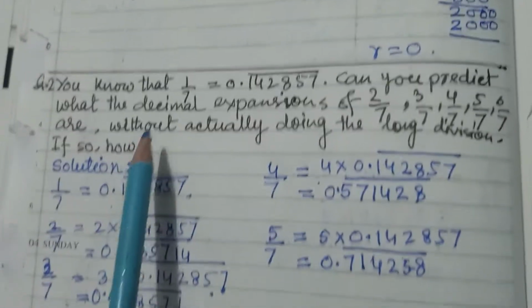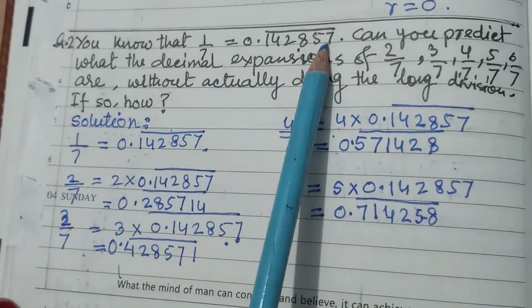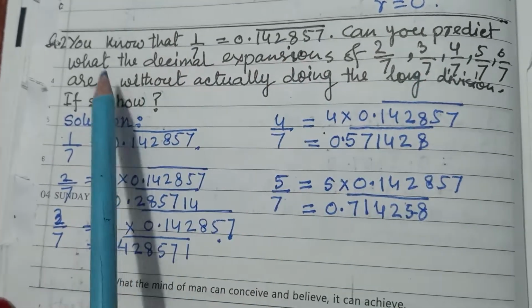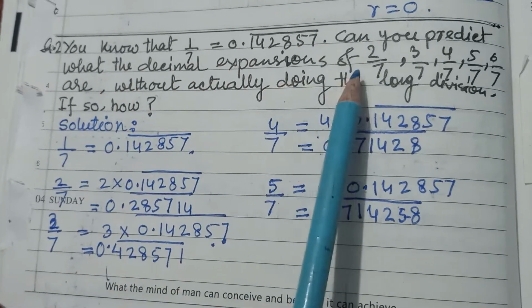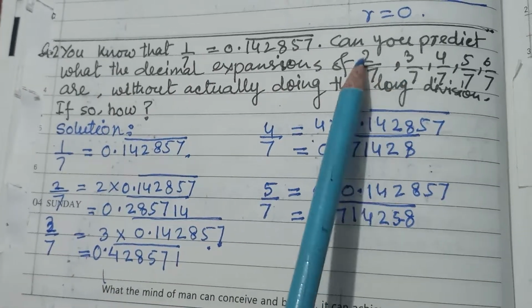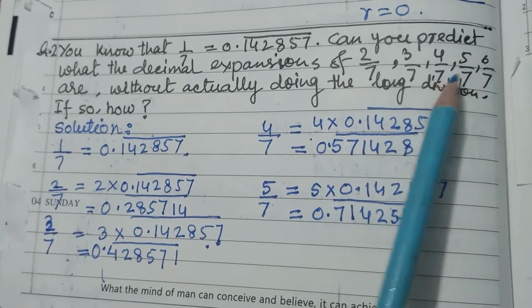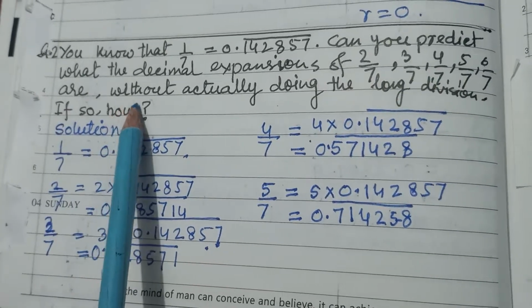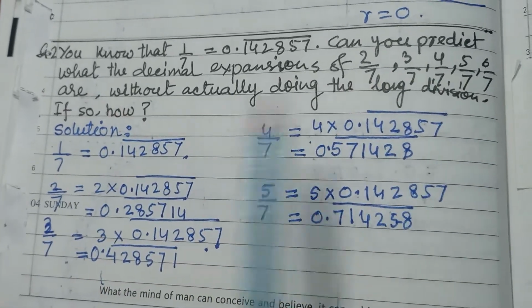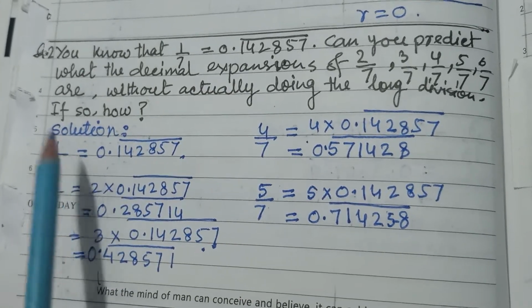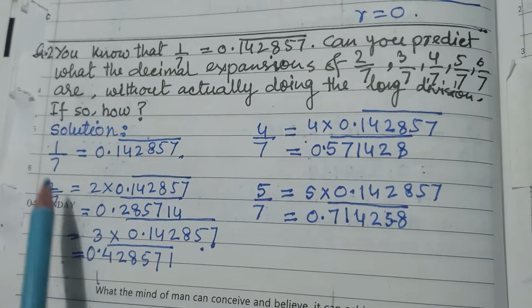Question number 2. You know that 1 upon 7 is equal to this. Can you predict what the decimal expansions of 2 upon 7, 3 upon 7, 4 upon 7 and so on are, without actually doing the long division? If so, how? You have to show.